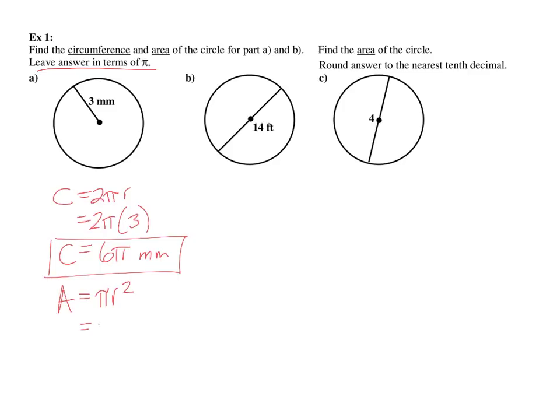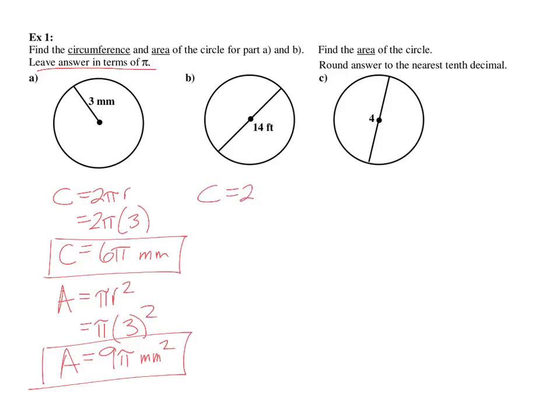Now for the area, it's pi r squared, which is pi times 3 squared. So then I end up with 9 pi. It's going to be millimeters, and since we're working with area, we have square units. All right, on to the next problem.